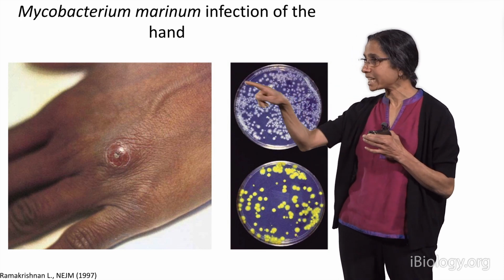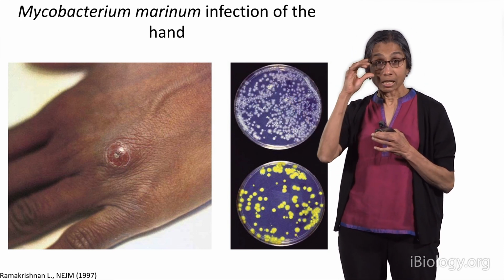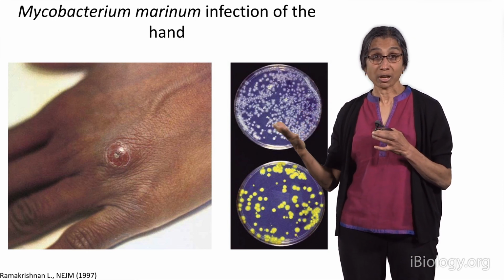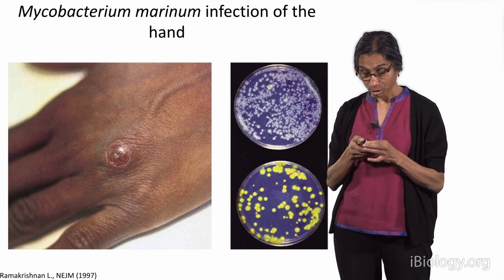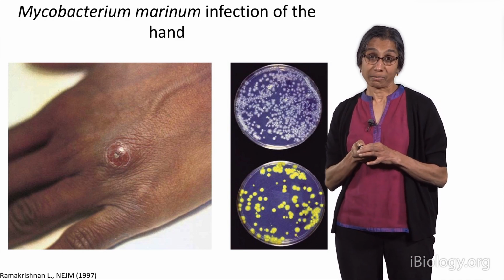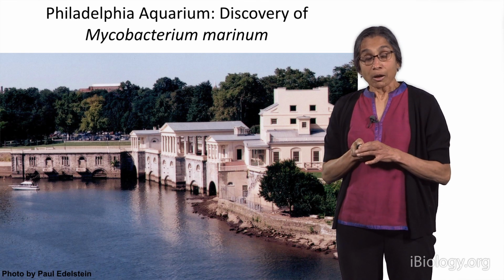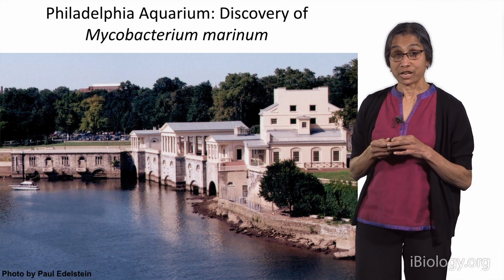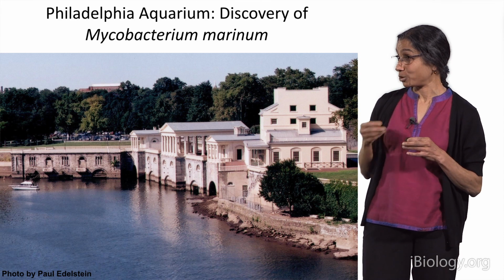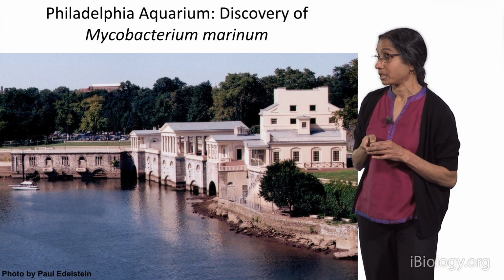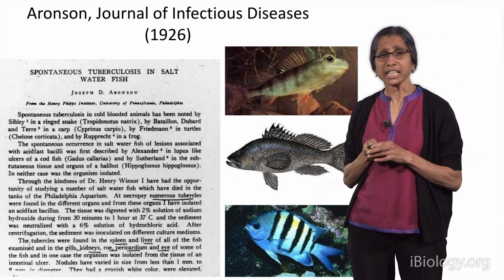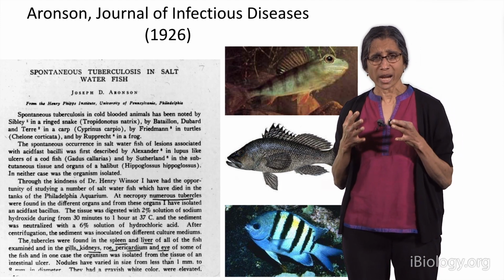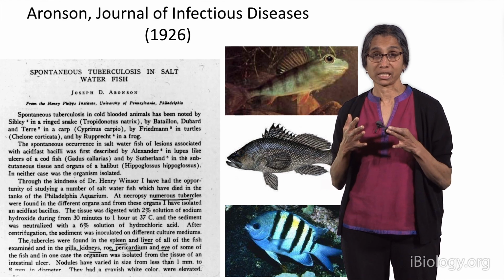But if you look inside that lesion, you'll see a classic granuloma, and actually in many cases it can be indistinguishable from the granulomas caused by the human TB bacterium. But of course, we know that this bacterium also infects fish, and it was first identified to do so in the Philadelphia Aquarium, where in 1926, fish were dying of some mysterious wasting disease, very similar to human TB.